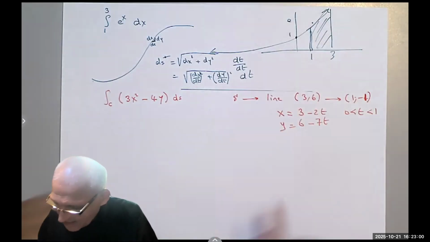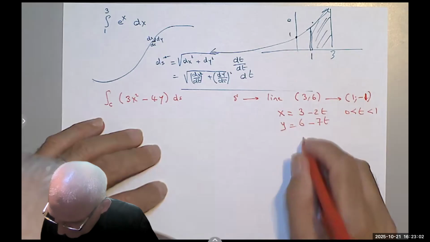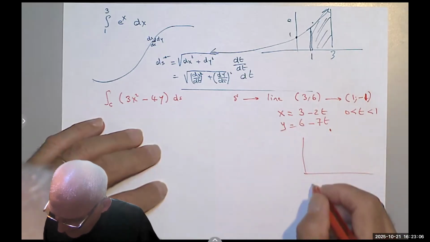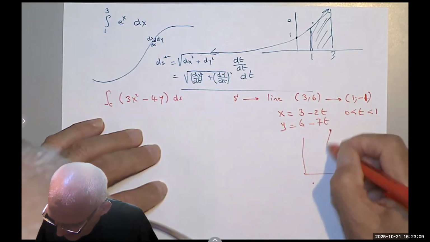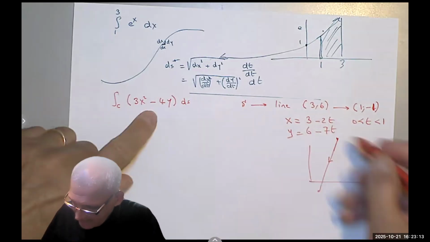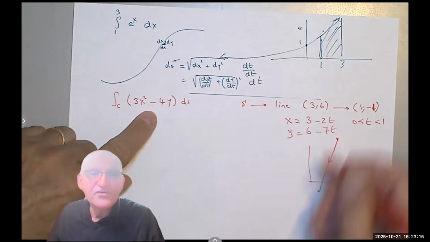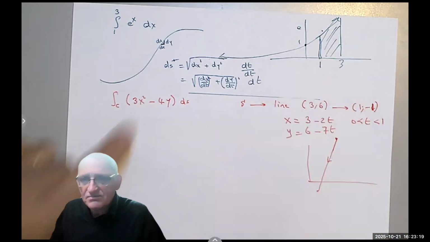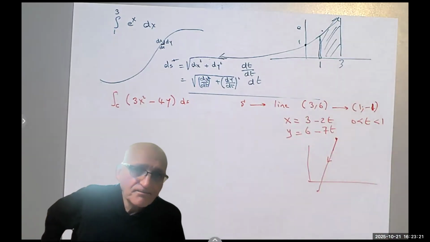So that's a straight line going from (3, 6) to (1, -1). So this is the line that we are integrating this function over. So it's not dx or dy, no, it's an inclined line.